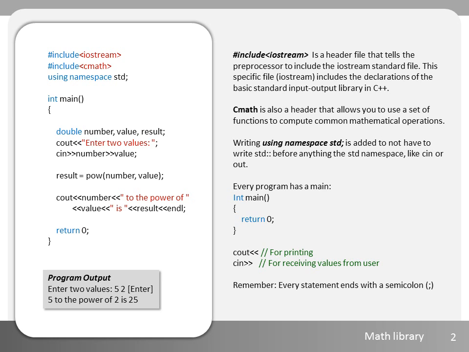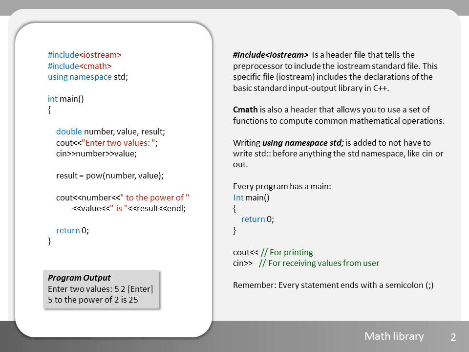The following include cmath is also a header that allows you to use a set of functions to compute common mathematical operations. The next line, using namespace std, is added to not have to write std before anything in the std namespace, like cin or cout. After the proper header files have been included and the namespaces have been set, we proceed to our actual program. Every program has a main, and everything between the braces is considered to be the definition for the main.